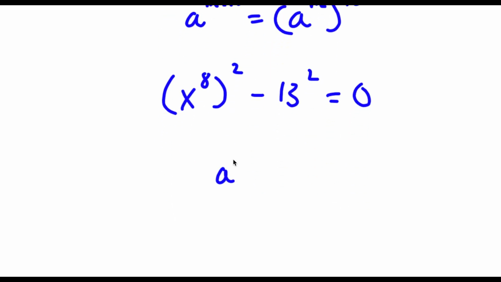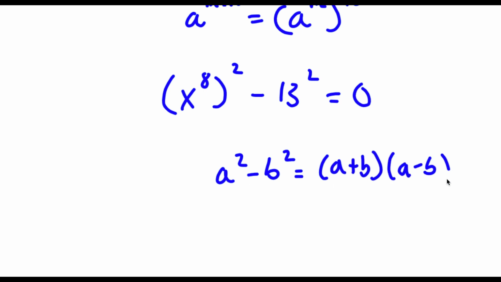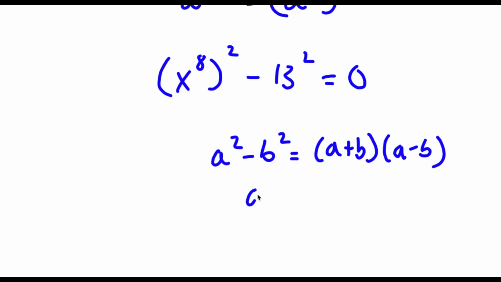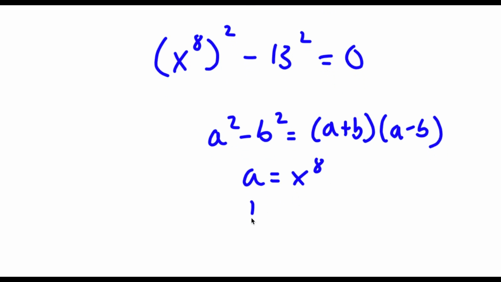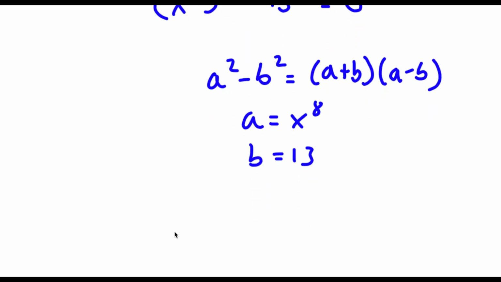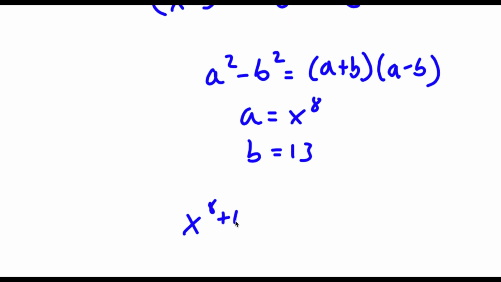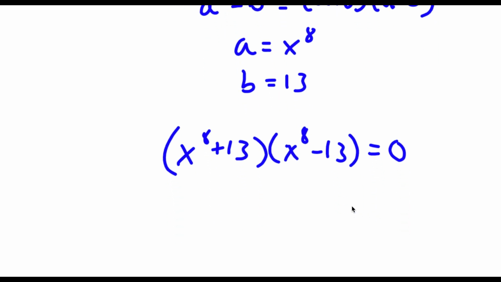Now if I have something in the form a squared minus b squared, this is the same thing as a plus b times a minus b. So in this case, a is equal to x to the power of 8, and b is equal to 13. So now I have x to the power of 8 plus 13 times x to the power of 8 minus 13 is equal to 0.